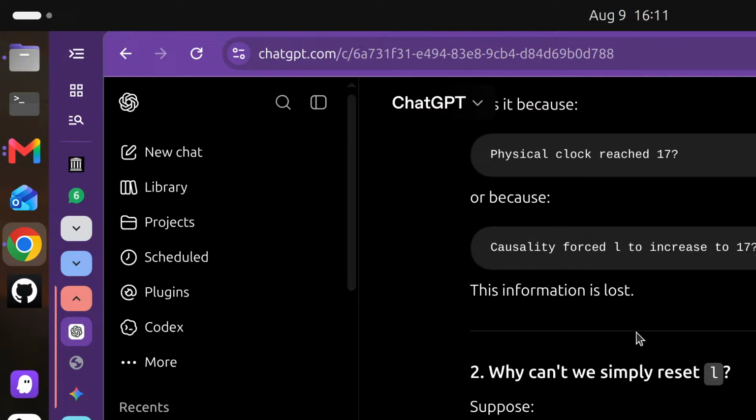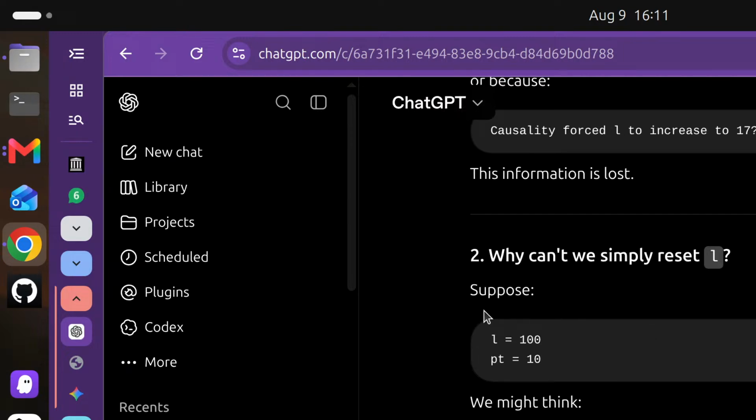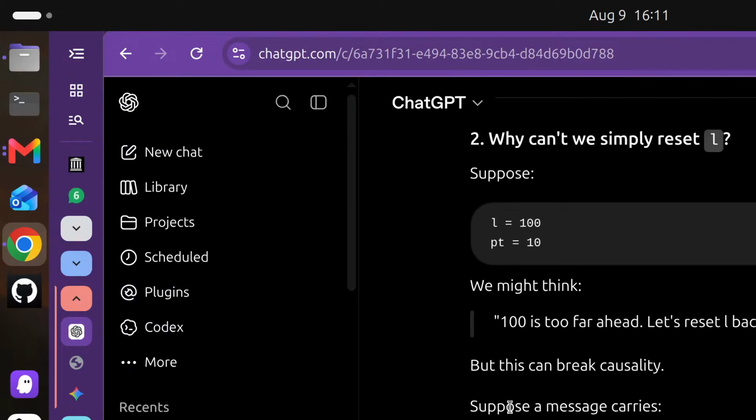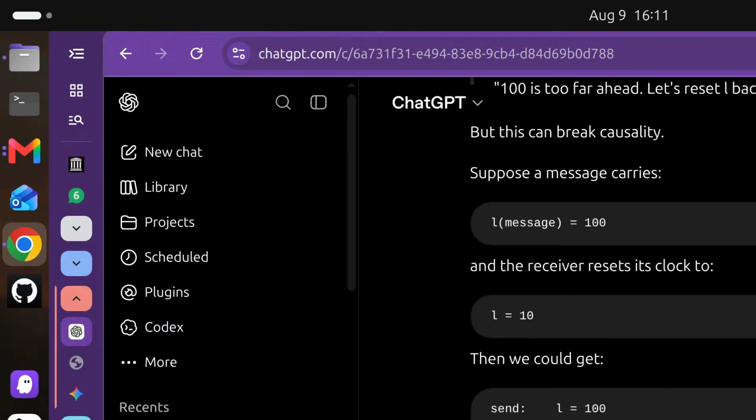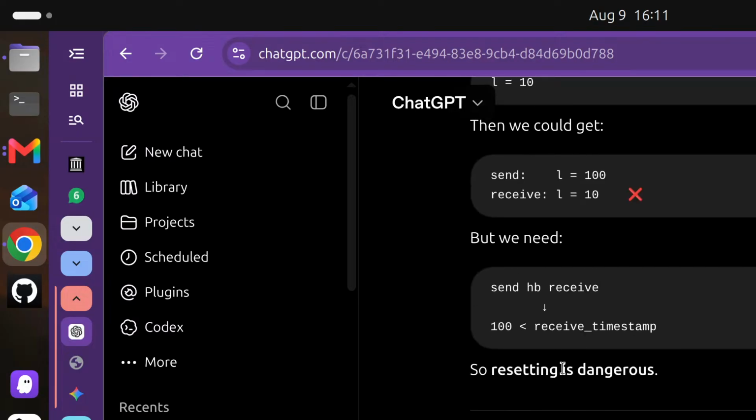So why can't we simply reset L? Suppose L is equal to 100 and physical time is 10. You might think 100 is too far ahead, so let's reset L back to 10. Right? But this can break causality. Suppose a message carries 100 and the receiver resets its clock to 10. Then we could get a send of 100 that is not ordered properly. We need causality, so resetting changes things.